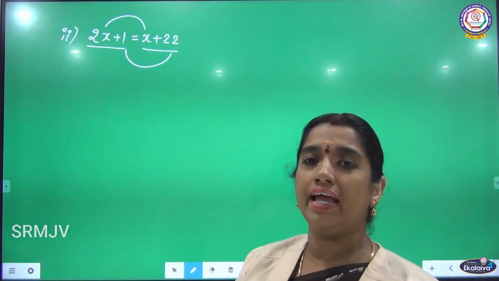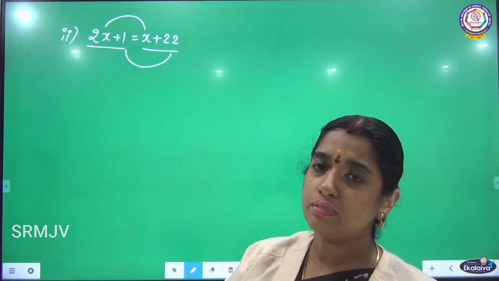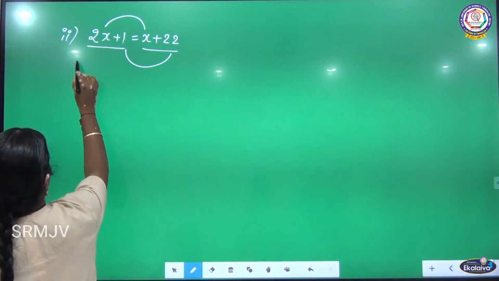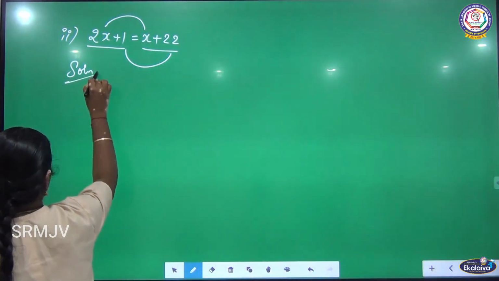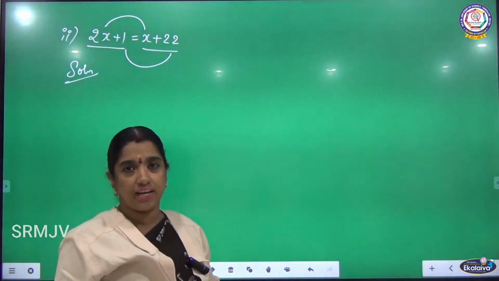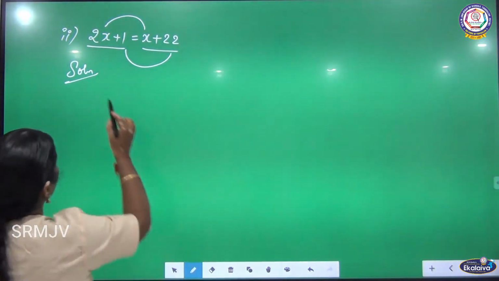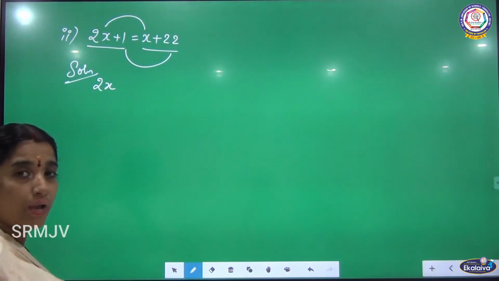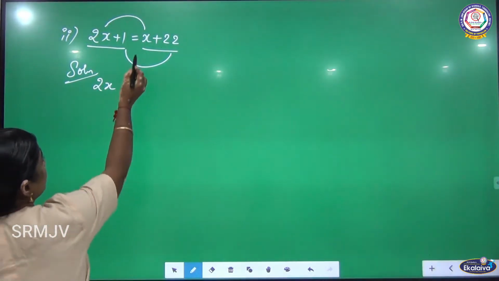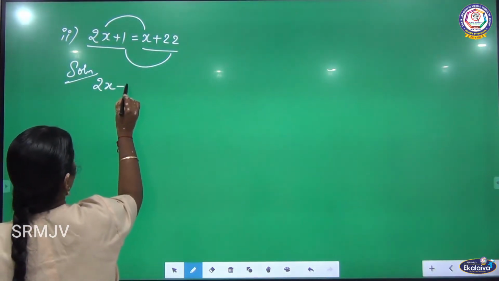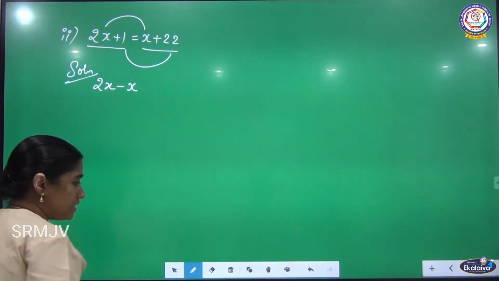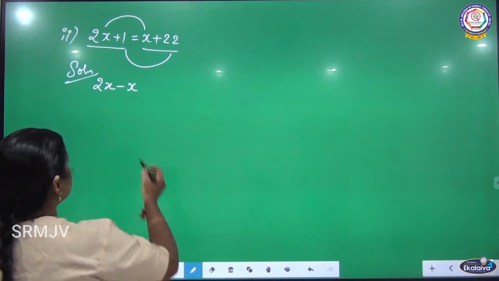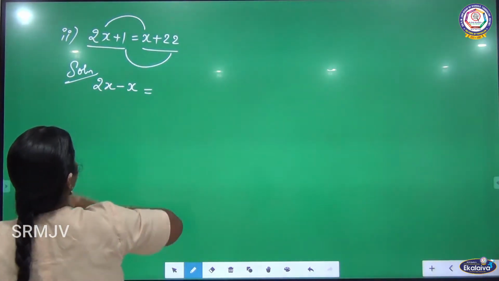What does it become? Inverse. Plus means minus, minus means plus. So listen, 2x. Now I am going to solve as well as check this equation. So 2x, and bring that x variable to the left hand side. So here it is plus, so it becomes what? Minus. The operation becomes inverse. So 2x minus x equals.